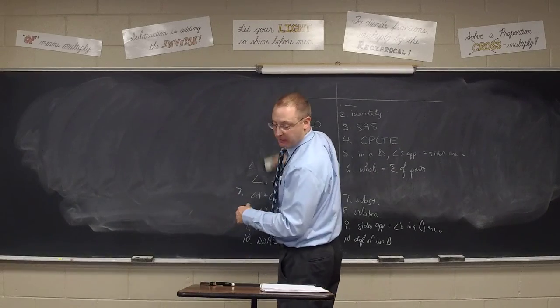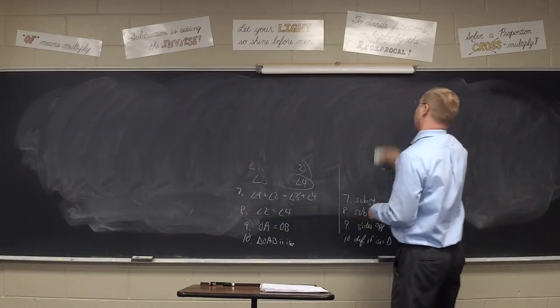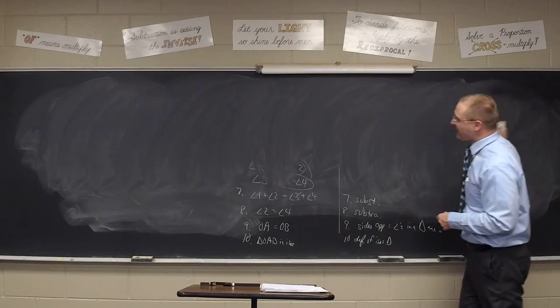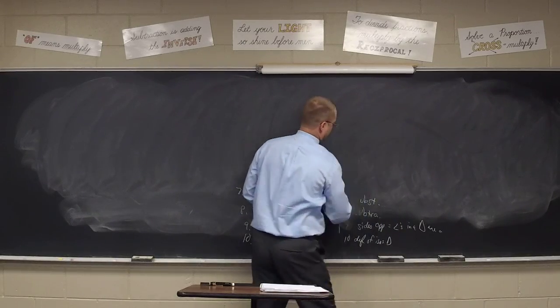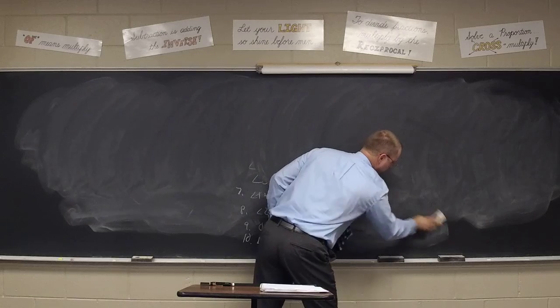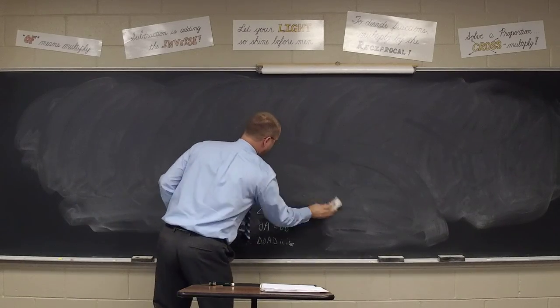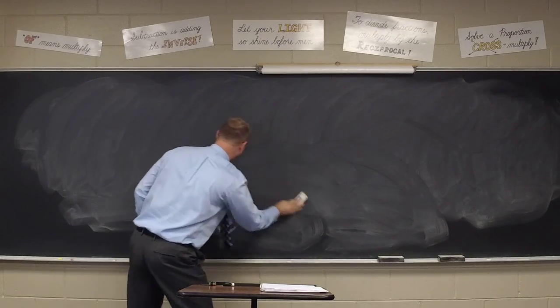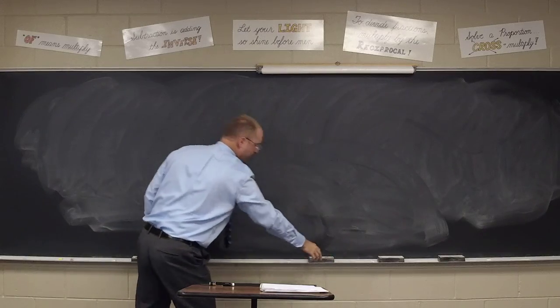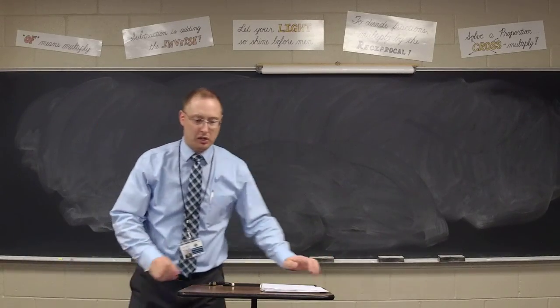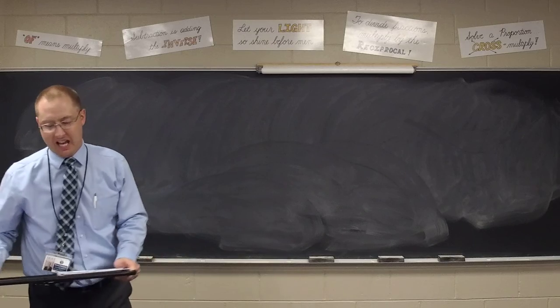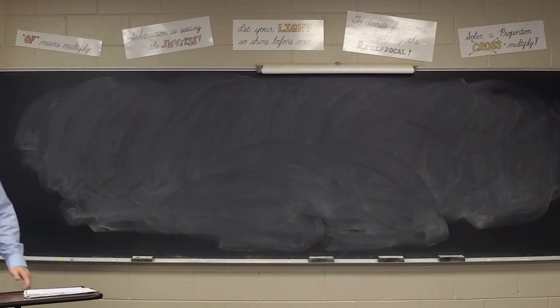Corollary 7-3 says this: lines perpendicular to the same line are parallel to each other. Lines perpendicular to the same line are parallel to each other. Statements like this, you're thankful for shorthand.